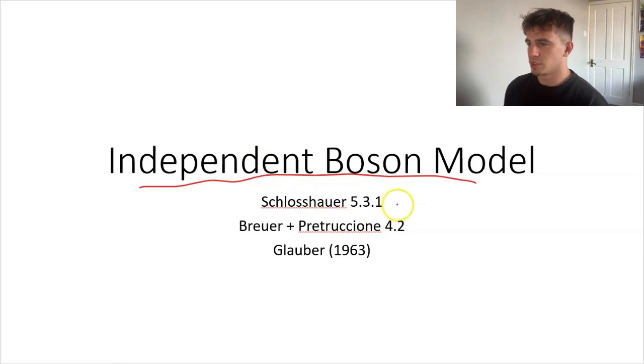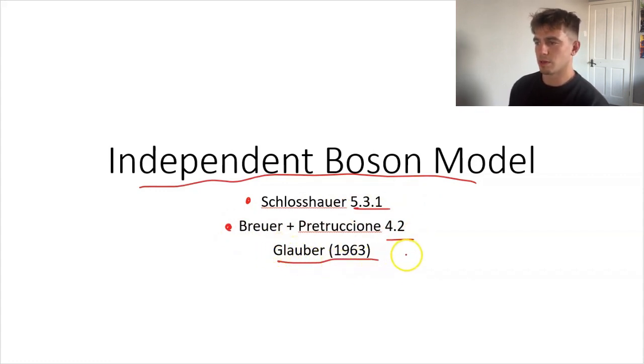And the main references we're going to look at are these two textbooks by Schlosshauer, I think that's pronouncing it right, and Petruccioni, these sections in particular. And then I also use quite a famous paper by Glauber from 1963 about coherent state representation of quantum states.